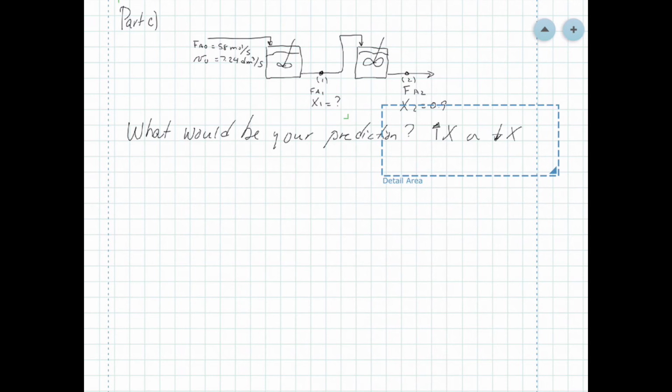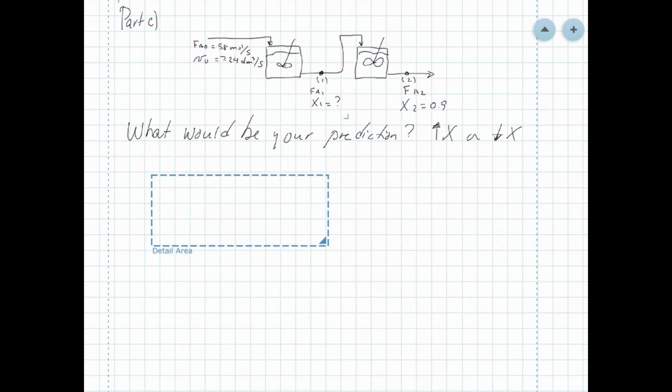So let's think about what will be your prediction. What do you think is going to happen with the conversion, right? Comparing a parallel reactor, a single reactor, and now that we have two reactors in series. Think about it, write it down on the corner of your notebook, and let's go back again to it.